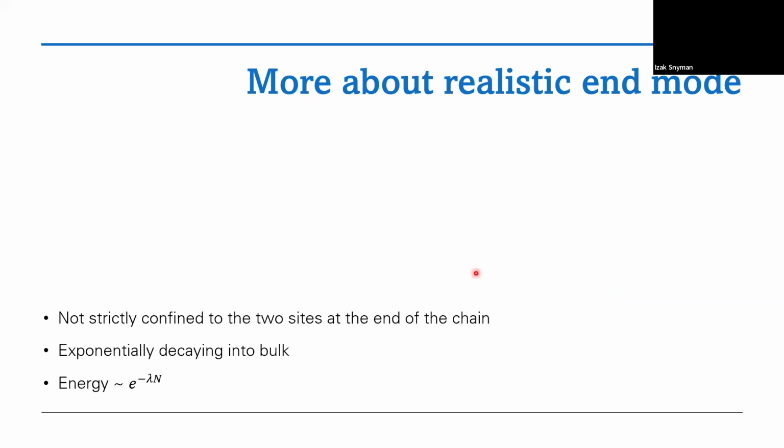So more about these realistic end modes. They're no longer strictly confined to the two sides at the end of the chain. They exponentially decay into the bulk. So it's still localized at the ends, but with an exponentially decaying tail. And if you have a real system with two ends, they don't have exactly zero energy, but they have a finite energy, which is a finite size effect. It decays exponentially with system size, as you give these tails more room to decay into the bulk.